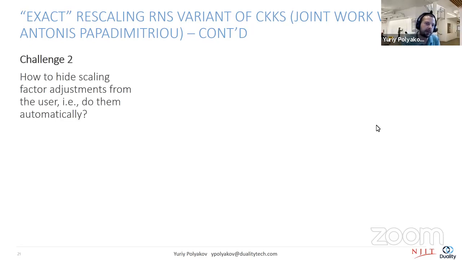Okay, so we have a solution that's more efficient, but now we're introducing relatively complex logic, let's say when we want to add two ciphertexts together that are currently at different levels. How can we hide the scaling factor adjustments from the users? Basically, how can we do them automatically? Because we don't want to expose another complication to the user.